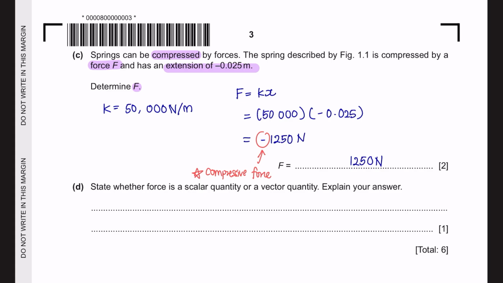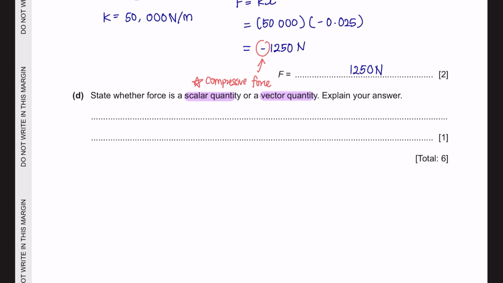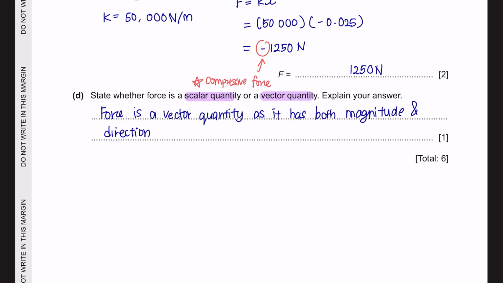State whether force is a scalar quantity or a vector quantity. Explain your answer. Force is a vector quantity as it has both magnitude and direction.